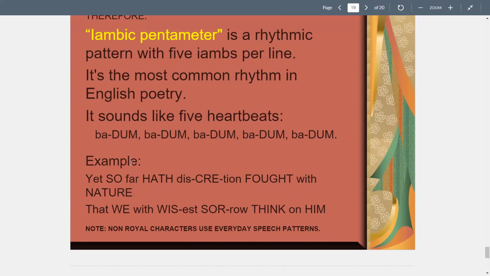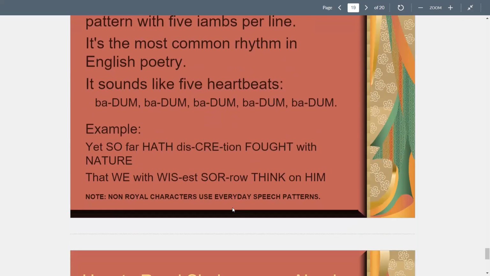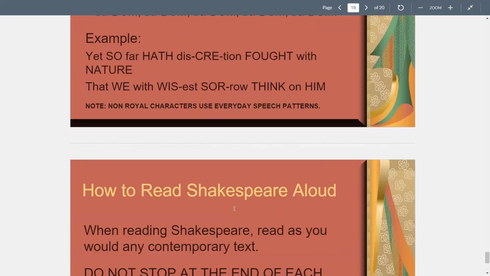Usually we hear this more with the emphasis of words. So, "yet so far hath expression fought with nature that we with wisest sorrow think on him." You can see where the emphasis is placed: this is the unaccented, this is the accented syllable. Non-royal characters will use everyday speech patterns.